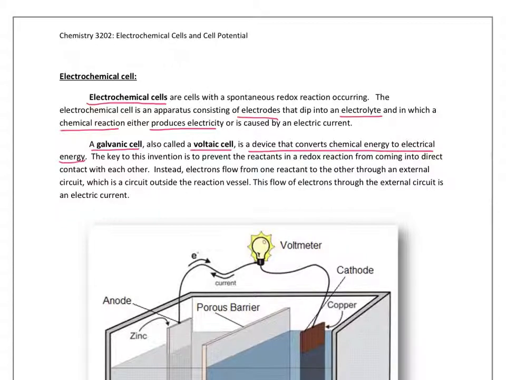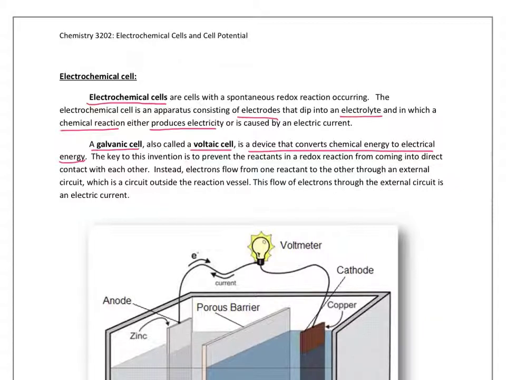So a chemical reaction happens and therefore electricity is produced, such as the chemical reaction that happens inside of a battery. The key to this invention is to prevent the reactants in a redox reaction from coming into direct contact with each other. If they come into direct contact with one another, it's going to be instantaneous and then it's over and there's no more electricity to be produced.